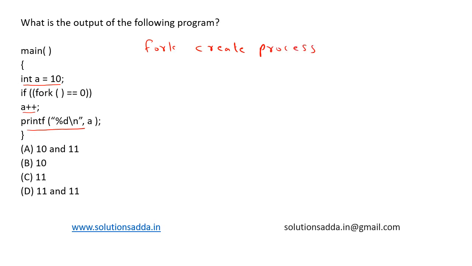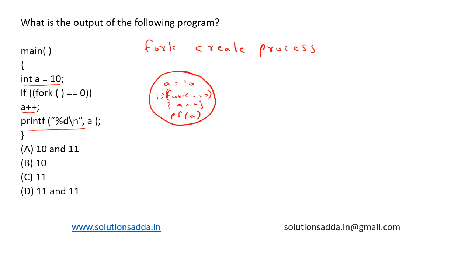It takes no arguments and returns a process ID. The purpose of fork is to create a new process, which becomes the child process of the caller. After a new child process is created, both processes will execute the next instruction following the fork system call. Suppose this is the parent process. We have A equal to 10, then we call fork equal to 0 if condition is there. Then we have A++, then we are printing A. This is the parent process.